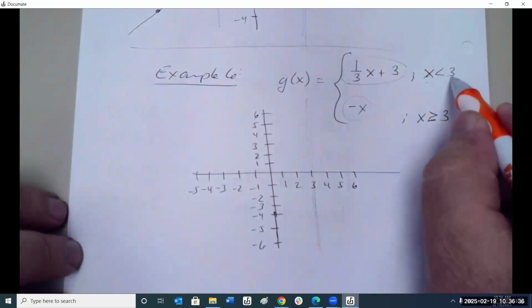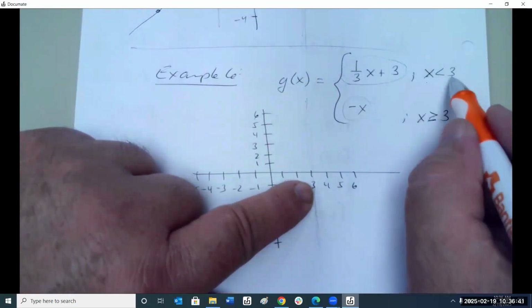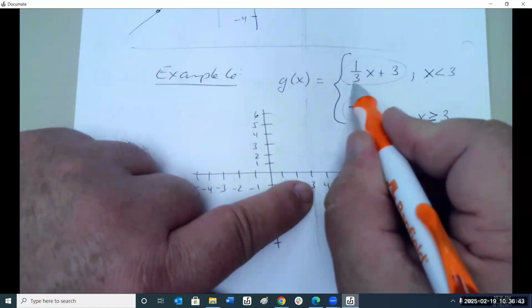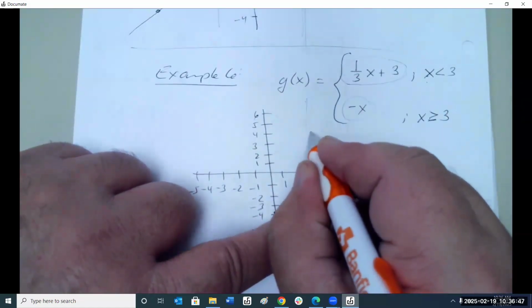So the first one, let's look at this one here. If x equals 3, even though we can't use it, if we plug in 3 in here, the 3's cancel, so we have 1. 1 plus 3 is 4. So at 3, we have an open circle at 4.